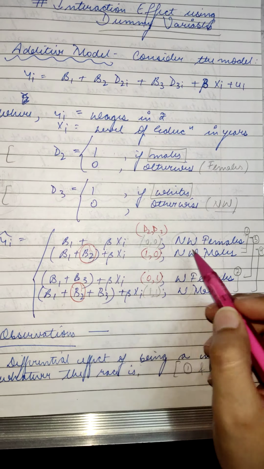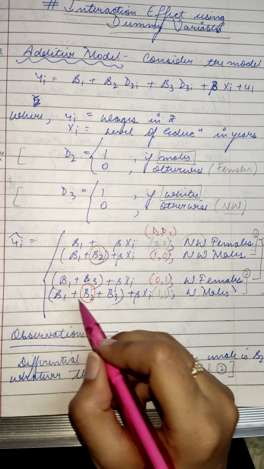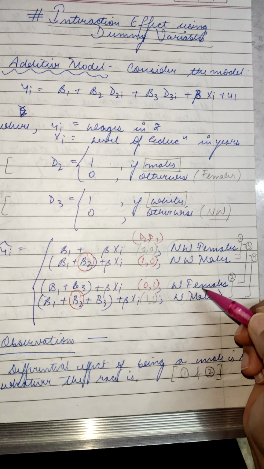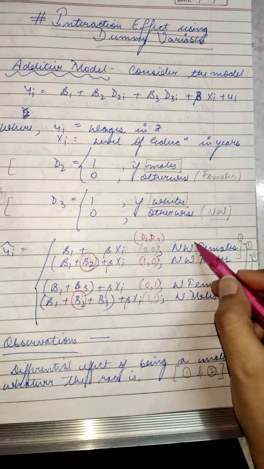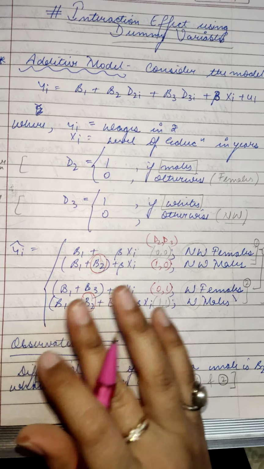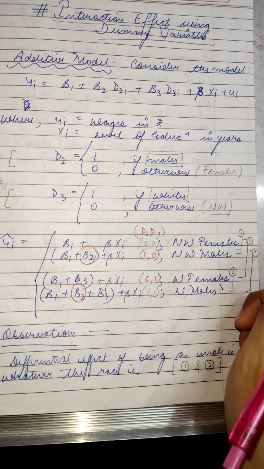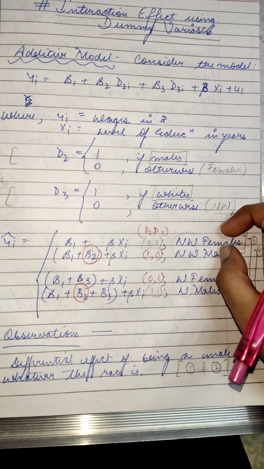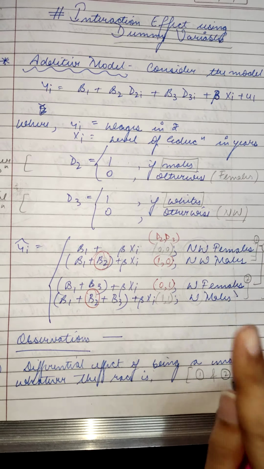Likewise in the case of white, the differential effect of being a male is, here it is beta 1 plus beta 3, beta 1 plus beta 2 plus beta 3, again beta 2. So what do you see? That the differential effect of being a male in non-white and white people is just the same. So that means the differential effect of being a male is beta 2 irrespective of the race being white or non-white. So that is my first conclusion from comparing males and females keeping the race constant. Now the second step, I'll compare the race keeping the gender constant.